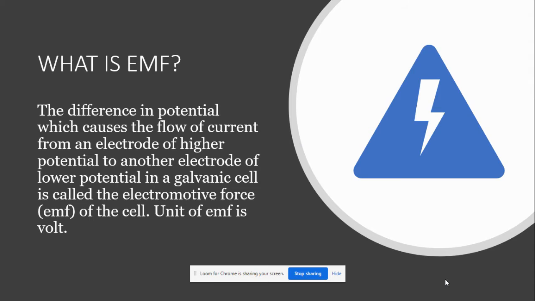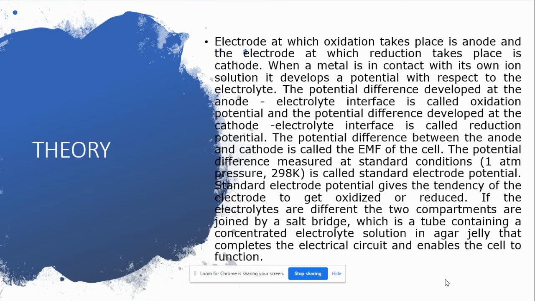Now, what is EMF? The difference in potential which causes the flow of current from an electrode of higher potential to another electrode of lower potential in a galvanic cell is called the electromotive force or EMF of the cell. The unit of the EMF is measured in volts. Now, what is the theory behind it?